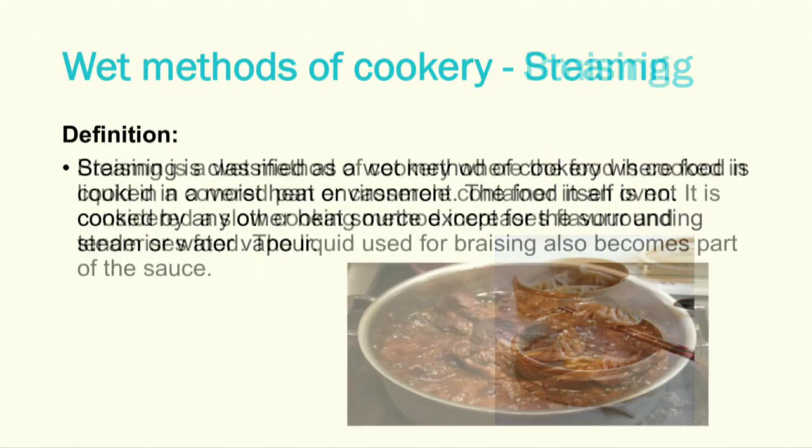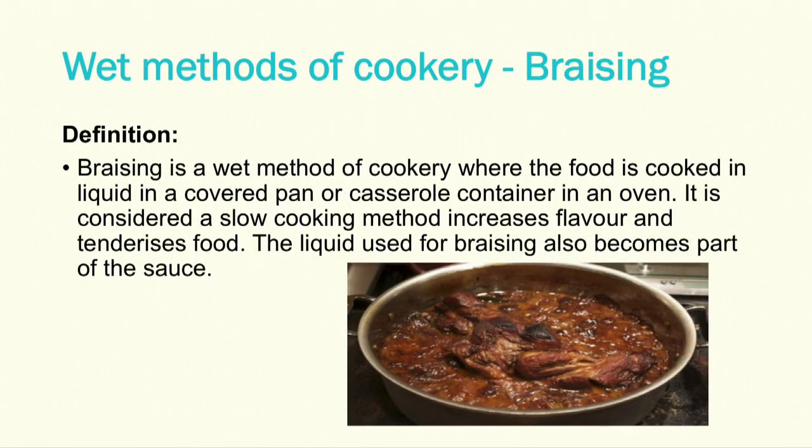Braising. Another wet method of cookery. With braising, we tend to brown the meat first, and then we cook it covered with moisture added, for example, a stock or a liquid. They're always covered because we want to keep the moisture in. We seal the meat first to keep the juices sealed into that piece of meat.